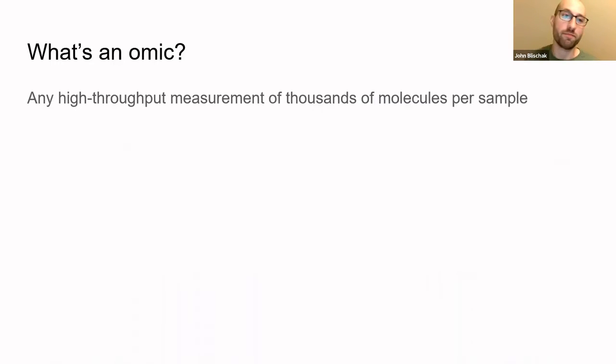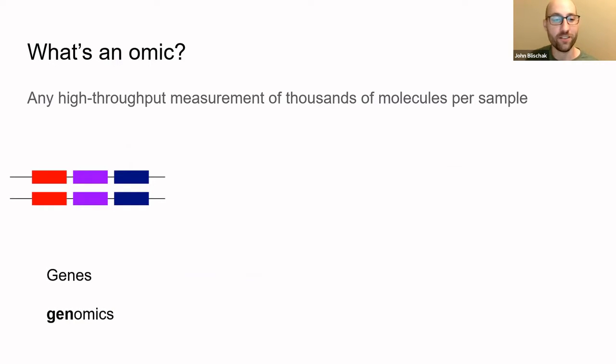Okay, so I realize everyone's not a biologist, so I'll just give you some background on what an omic is. When I say omic, I'm referring to any high throughput measurement of thousands of molecules per sample. And I realize that high school biology is a long way away for many people. So to refresh everybody, the idea is you have your genes. Remember, you have one copy of each gene, one from your mom and one from your dad. And so if you're doing some sort of experiment where you're looking at all the genes in the genome, that's genomics.